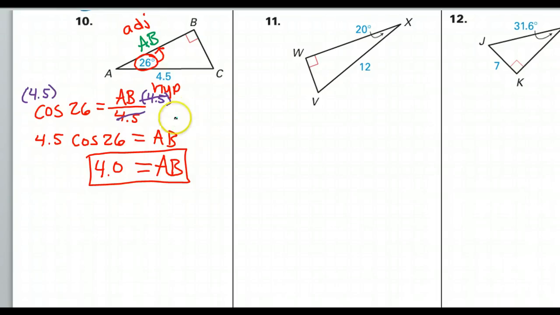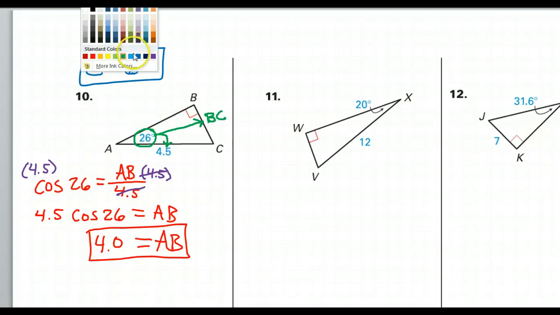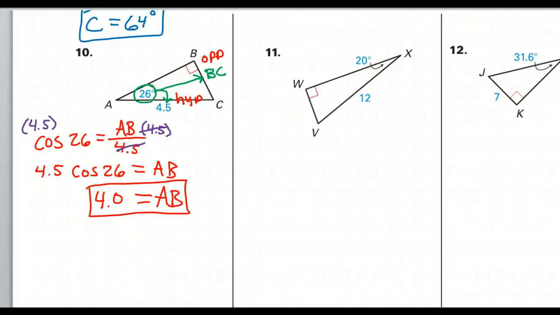Next, so that's 2 down, 1 more to go. We need to find BC. So here's BC right here. From the perspective of the 26, all right, BC is opposite, and of course 4.5 is the hypotenuse. So what we have here is opposite and hypotenuse. Well, that's the sine function. All right, so sine of 26 should equal opposite over hypotenuse, BC over 4.5.